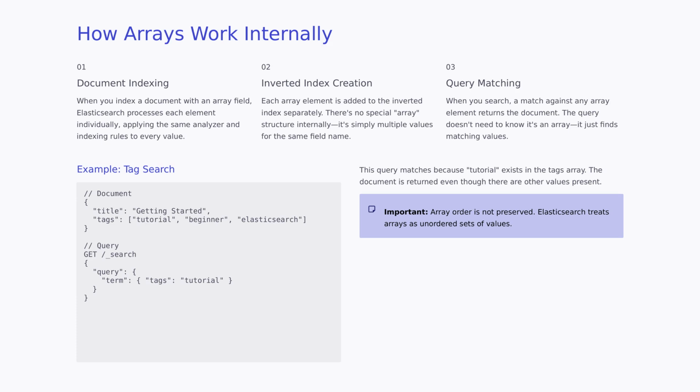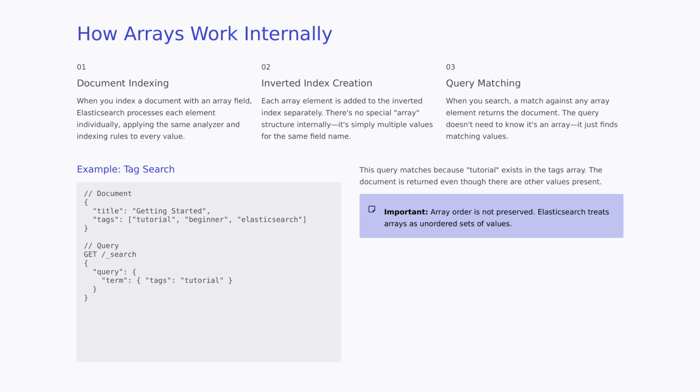Ever wondered how arrays really work under the hood in Elasticsearch? When you index a document with an array field, each element is processed individually, following the same rules. There's no special array structure internally, it's simply multiple values for the same field. During a search, a match against any array element will bring back the document, without needing to recognize it as an array. For instance, searching for tutorial in an array of tags like tutorial, beginner, Elasticsearch will retrieve the document.